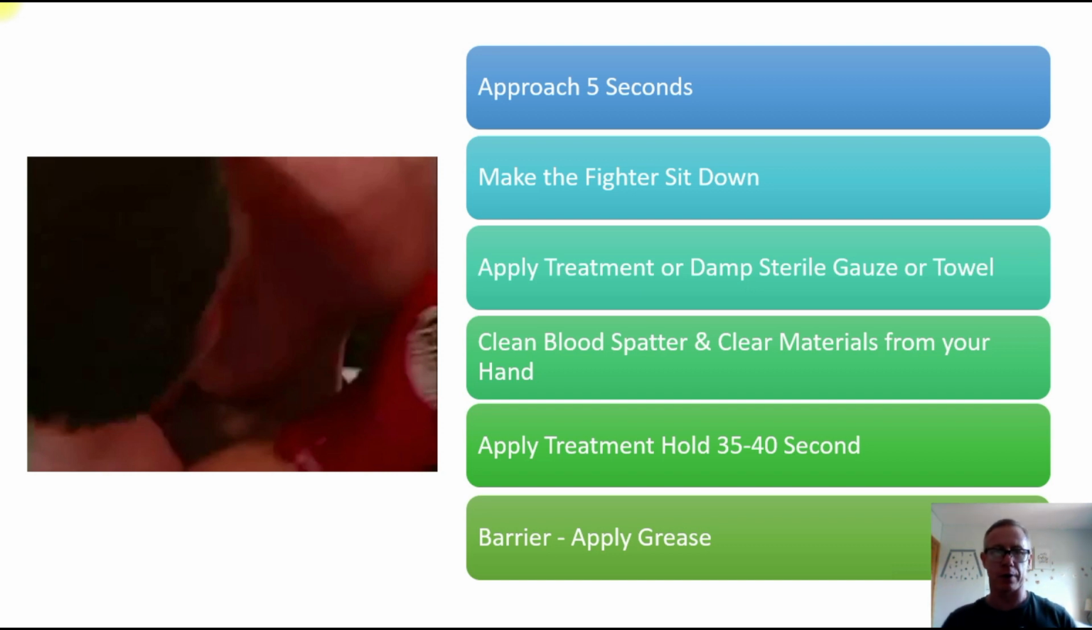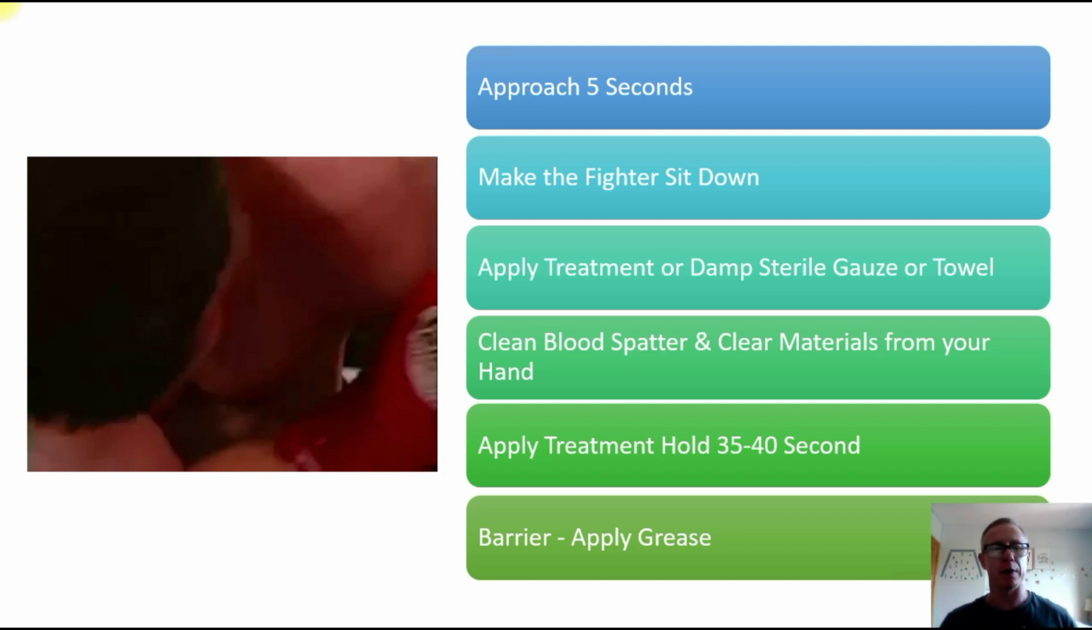Positioning yourself, etc. Make the fighter sit down. Not for today's webinar, and I'll tell you the reason some other time. But make the fighter sit down. They're easier to control. And basically, if you have a scalp injury, you're over the top of it. It's a better angle to be at. Apply the treatment with a damp, sterile piece of gauze or towel.